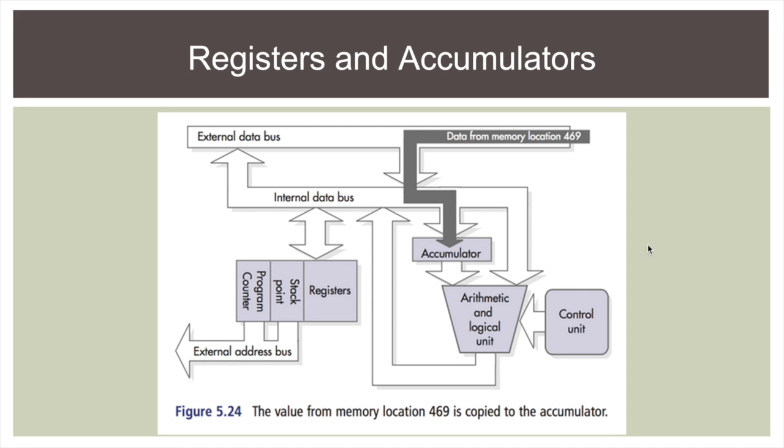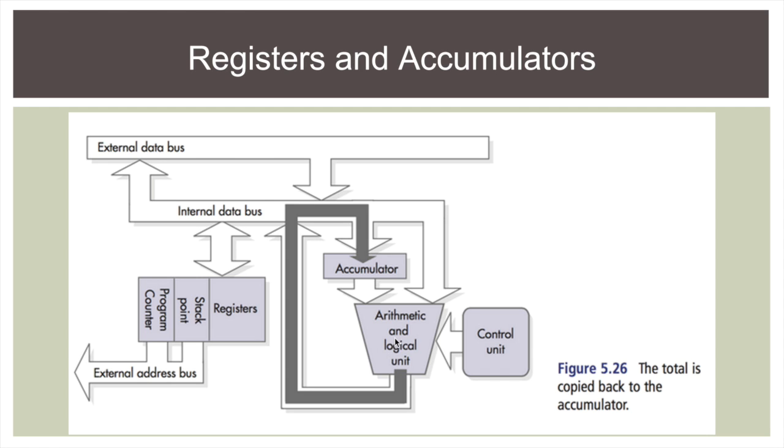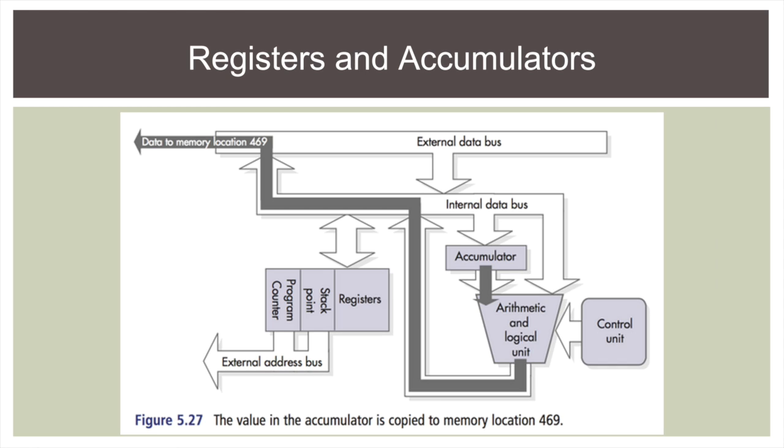So here's a series of pictures that demonstrates. The first thing we do is we take the information from memory location 469 and read it into the accumulator. The next operation will take the next piece of data from memory location 490 and read that into the ALU, and it will also take the information from the accumulator into the ALU. The ALU will then add those 2 values together and then put the result in the accumulator, and then that result will go from the accumulator through the ALU to the memory location 469 to be stored.